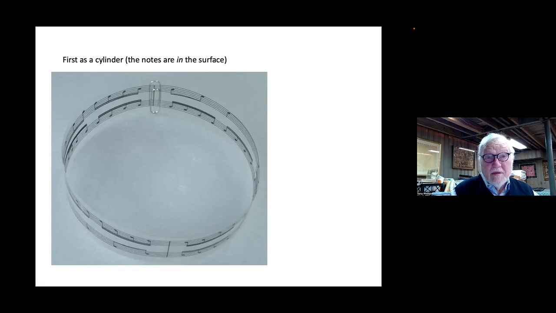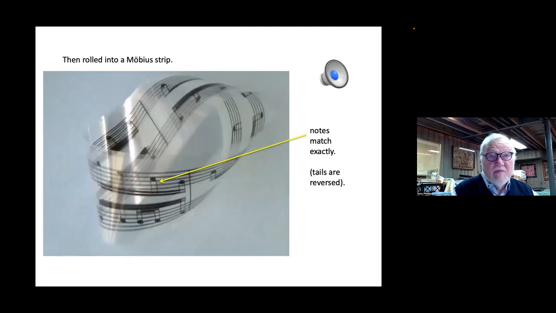You can print it on a transparent piece of material, like an overhead projector slide from the bygone days of overhead projectors, right? And then you can roll it up on itself with a twist, and it forms a Möbius strip, and you can see the two instances of each note come together exactly. The only difference is the tails are on the opposite side. But the notes are exactly in the same place, and this is what it sounds like.